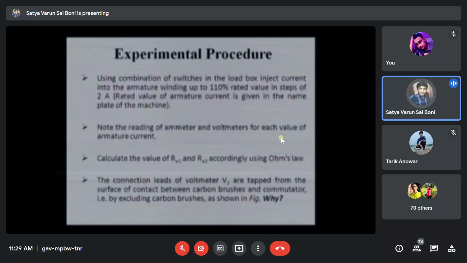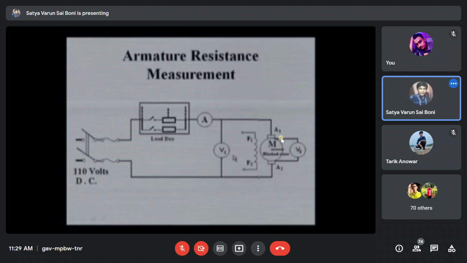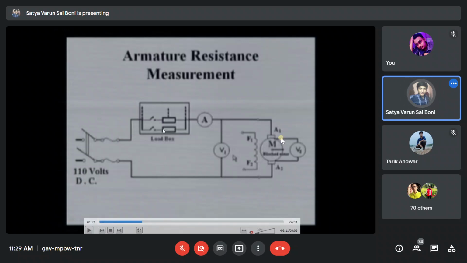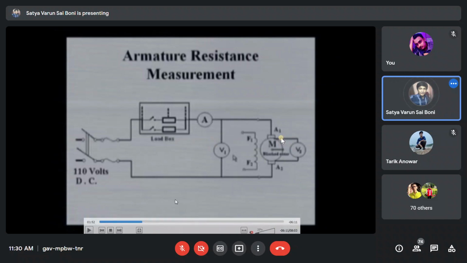See, coming to the experimental procedure, I will explain with the diagram itself. By using the load box, we induce current into the armature stepwise. That means we are inducing current like first 0 amps, 2 amps, 4 amps, 6 amps, like that up to 16 amps.